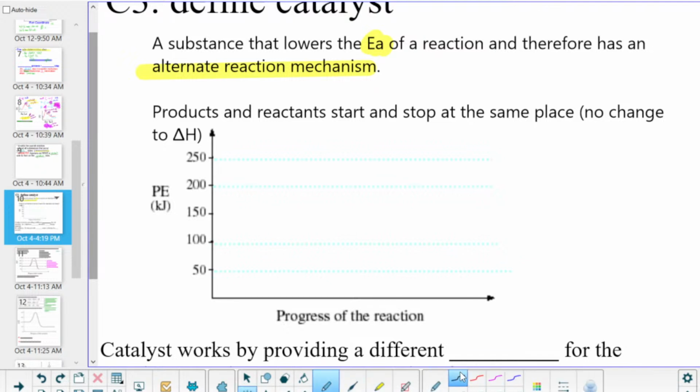Okay, so for our first one, let's start at 50. I'm going to go up to 250. No, that leaves me too much. Start at 100 so I have somewhere to go. Up to 250. Down to 50. There we go. This is the uncatalyzed reaction.